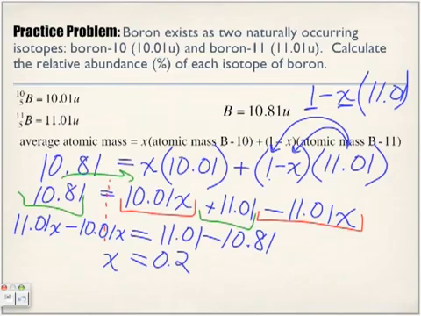Remember, the least number of significant digits in my question is 4. So 0.2 is one significant digit. To add more significant digits, 0.2000.